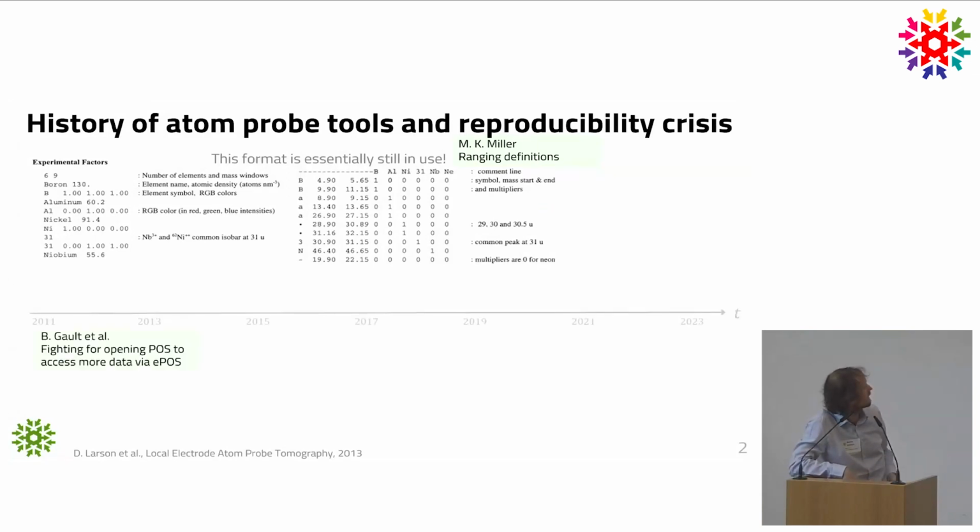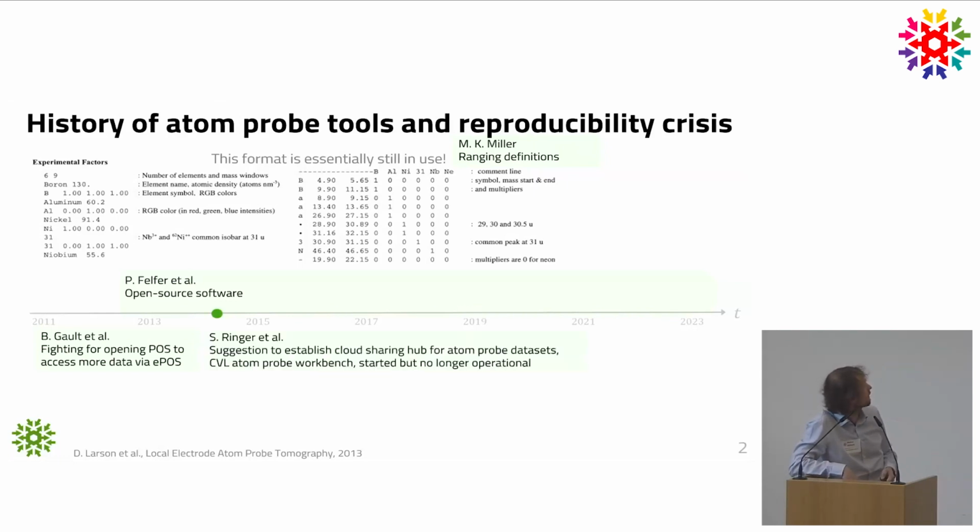But then this topic of FAIR research data management got much traction, and already in 2014 and 15, Simon Ringer, a professor of atom probe tomography in Sydney, brought this idea: why could we not build a shared research data infrastructure where people could upload atom probe data sets and share them? It was started, but it stalled because of limited support, limited funding, limited interest, primarily from the community.